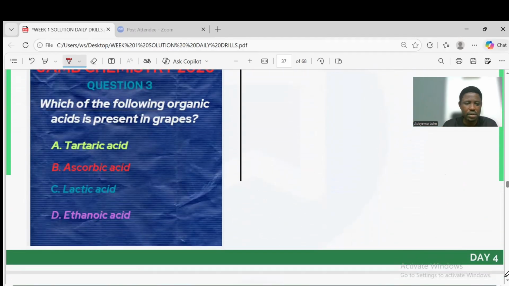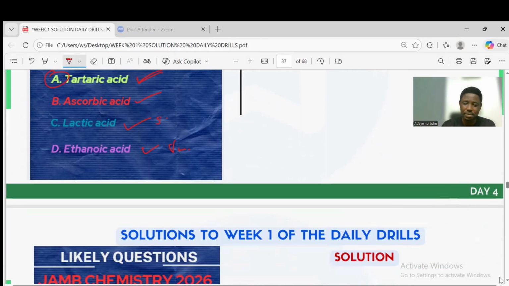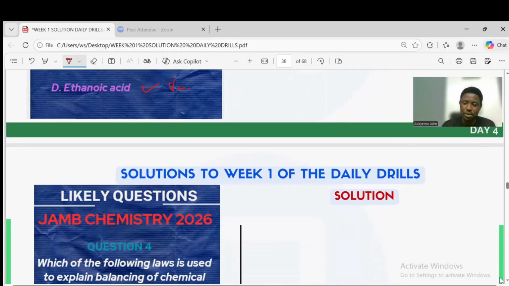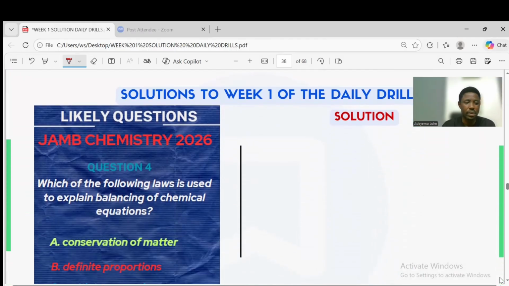Question 3. Which of the following organic acids is present in grapes? The one present in grapes is tartaric acid. Ascorbic acid is in citrus fruits like lemon and oranges. Lactic acid is from spoiled or sour milk. Ethanoic acid is vinegar. So take note of that. It's important. Palmitic acid is from palm oil, oleic acid from olive oil. We have so many of them like that.